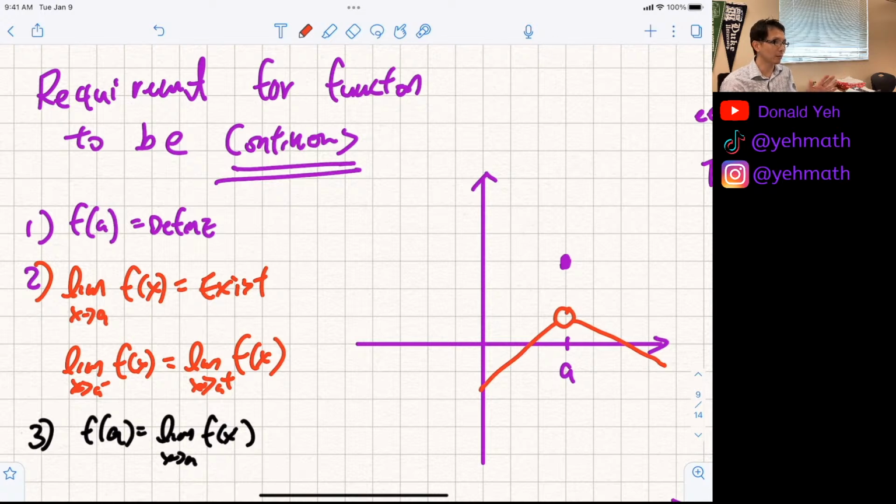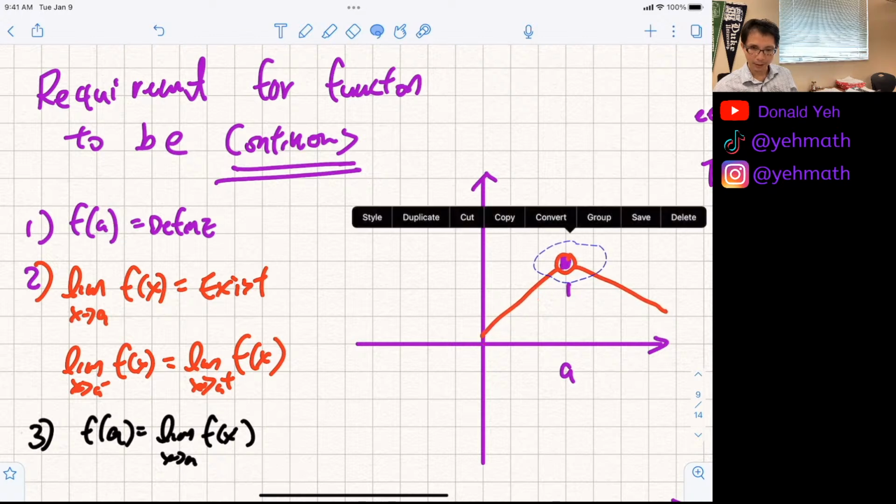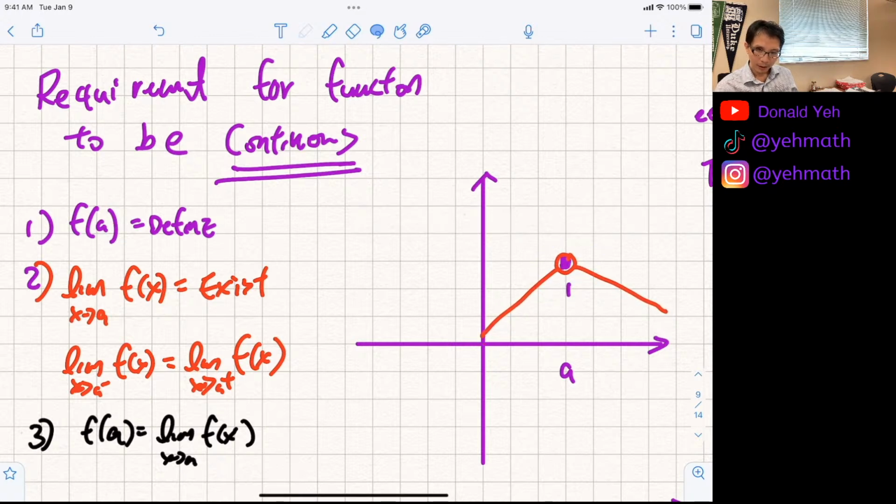So I say, wait, I haven't written down the third statement yet. The most important statement is the black one. f(a) is equal to the limit as x approaches a of f(x). So what does that mean? That means this graph is going to move to like this. Now how about that? This is a continuous function.